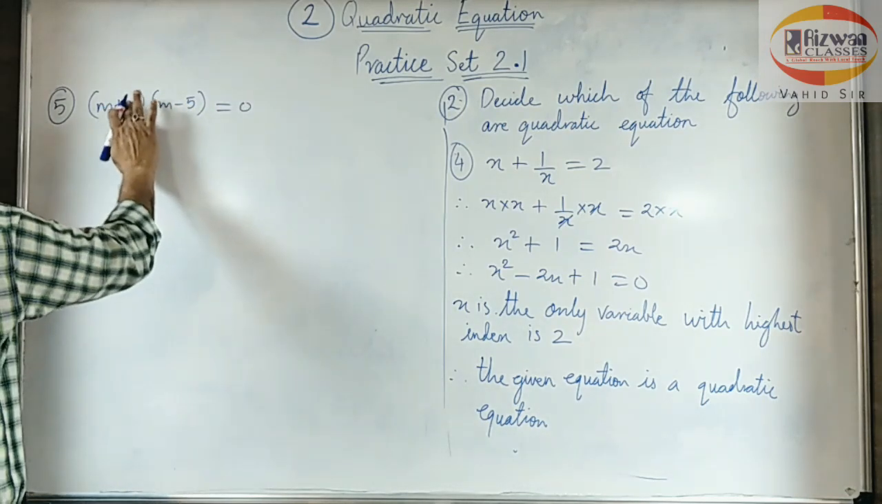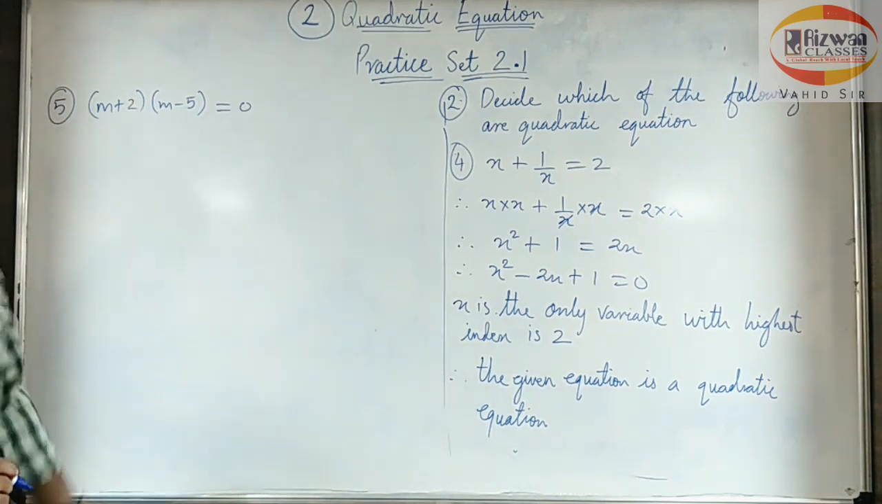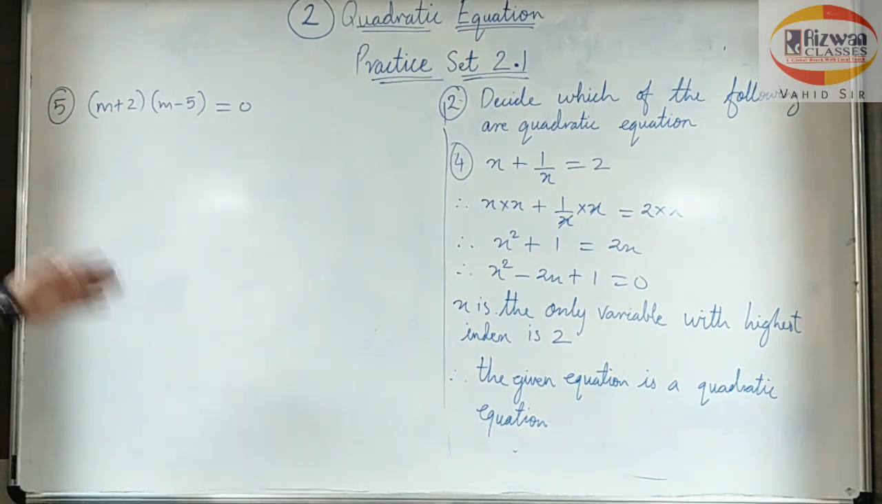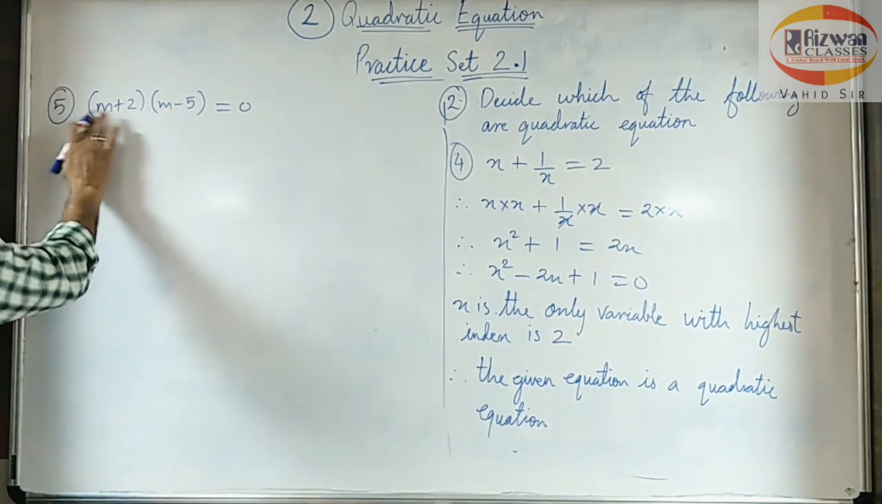Now here also, if you check the question carefully, we have to get it into the standard form. That is, here in this case, (m + 2)(m - 5) = 0. Now how to get it into the standard form? Let's see about it. I first have to open up this bracket. Now how to open up this bracket?